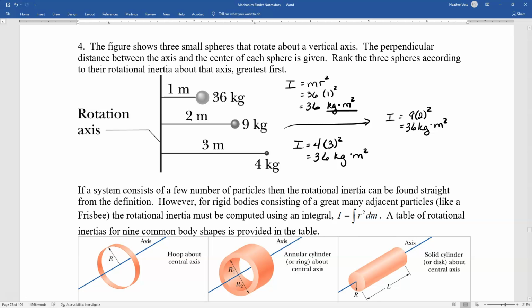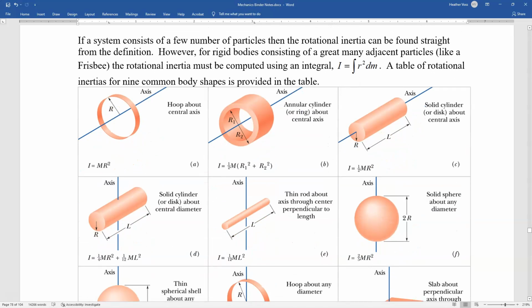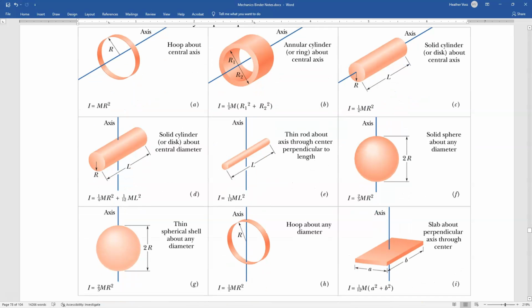And so if we look down here just a little bit further, if we have a rigid body that consists of a lot of connected particles, like a frisbee, we can calculate the rotational inertia using this integral. Now, some of these have been calculated for you, and we're going to look at some of these a little bit closer. So these are 9 common shapes. We have just a hoop about a central axis. So that is a thin hoop. We assume infinitesimal thickness. Then we have an annular ring, so it has an inner radius and an outer radius.